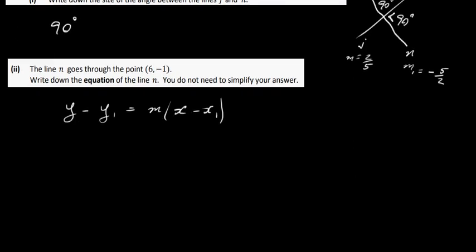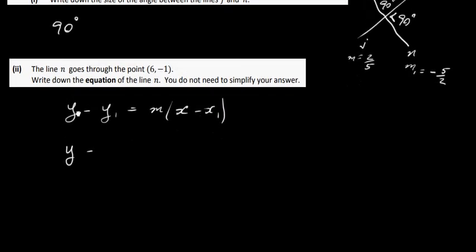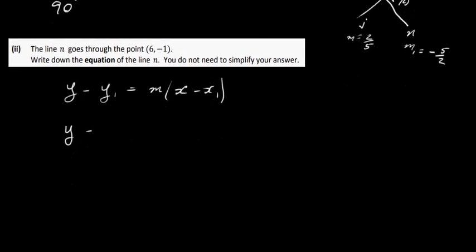So we have a point and we have the slope. The point on the line is (6, -1). So this is x1, this is y1. So it's y minus minus 1, which is y plus 1. Our slope we discovered is minus 5 over 2. And then we have an x minus 6 here as well. Now this is basically our answer.